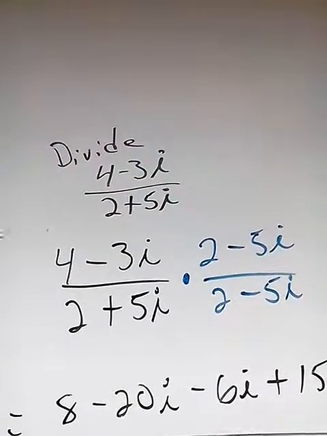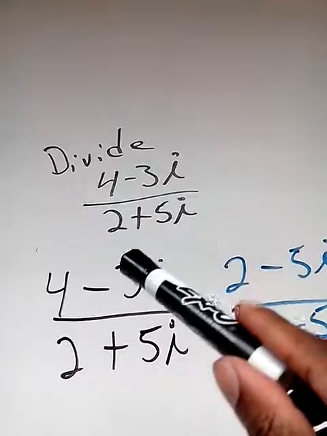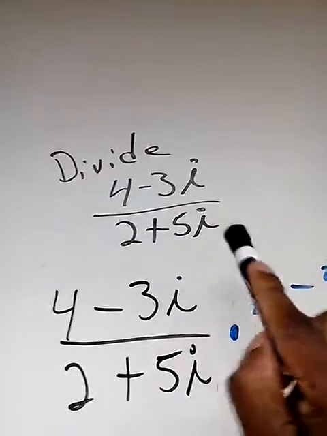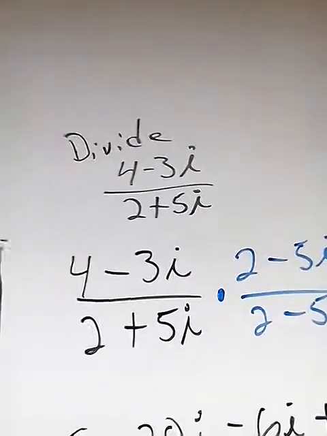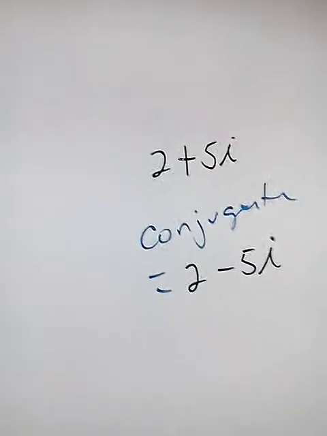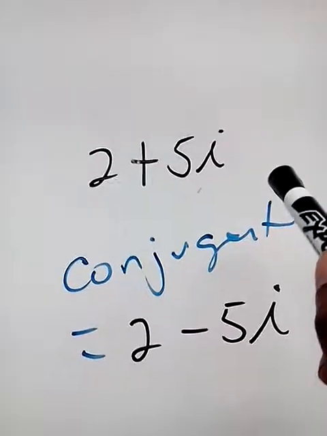Dividing complex numbers. Here we're going to divide 4 minus 3i by 2 plus 5i. Well, we can never have an imaginary number in our denominator, so what we have to do is similar to finding a conjugate. Well, we had 2 plus 5i in the denominator there.